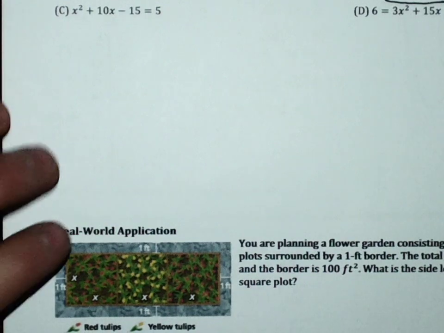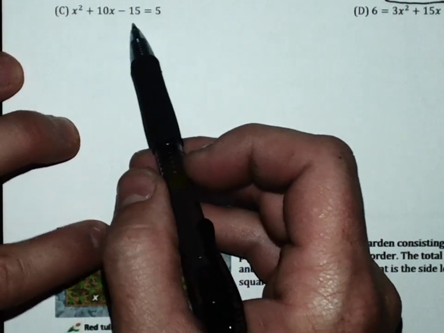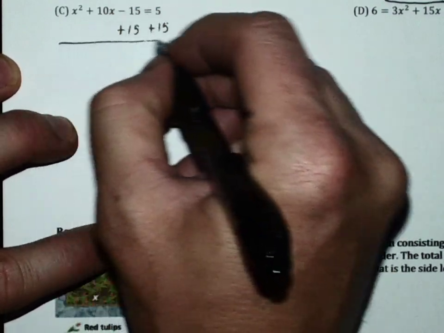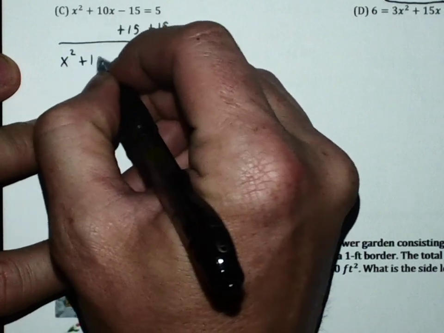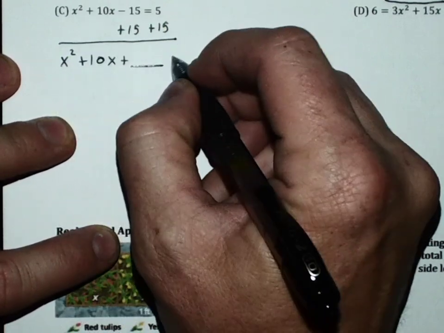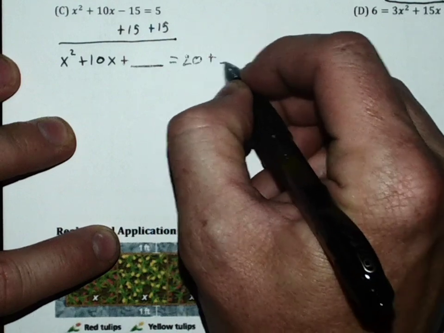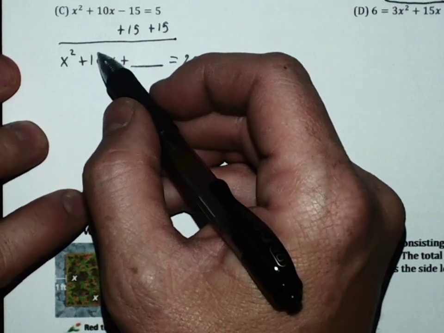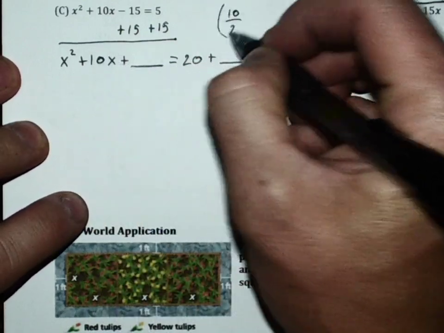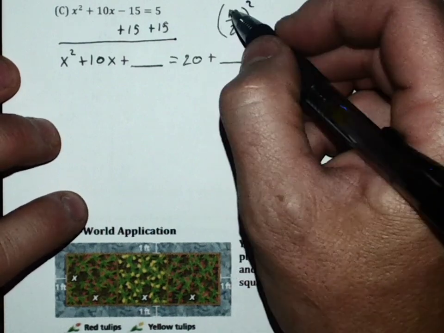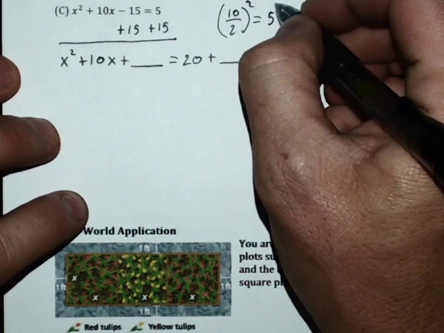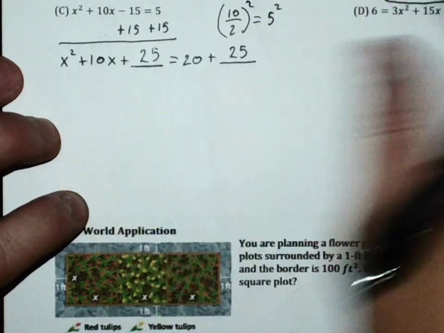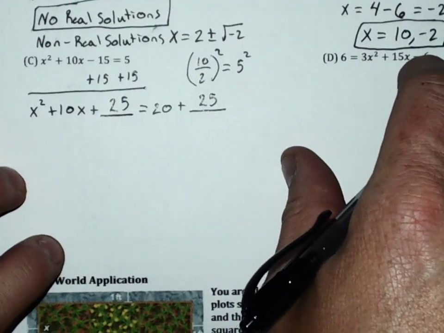Let's try another one. x squared plus 10x minus 15 equals 5. Add 15. x squared plus 10x plus blank equals 20 plus blank. What gets placed in the blank? You take your 10, you divide it by 2, and you square it. 10 divided by 2 is 5. 5 squared is 25. 25 gets placed in both blanks.